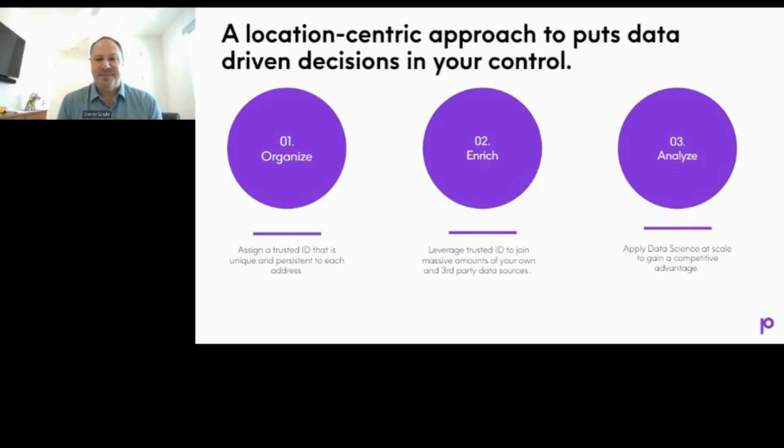But in addition to that, from the Precisely side, we offer about 9,000 attributes per unique and persistent ID, or per location, that describe in great detail the people, the places, and the things that go on at each address. And that enables telecoms to get to some of the goals that we talked about at the beginning.